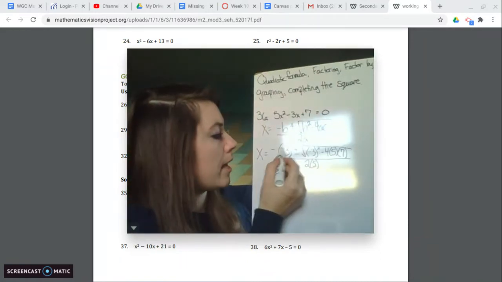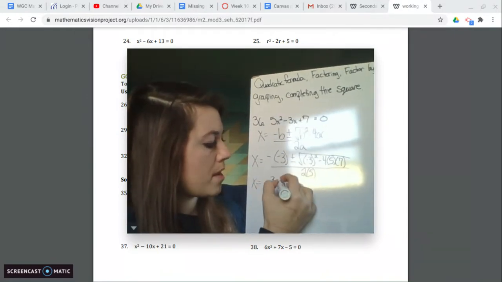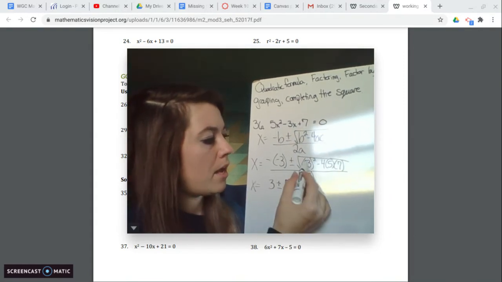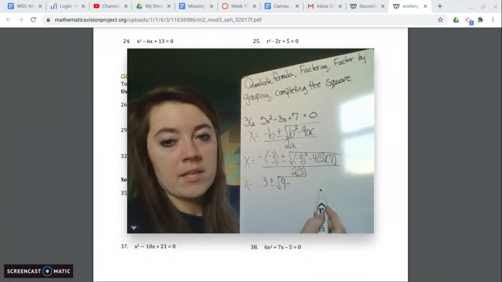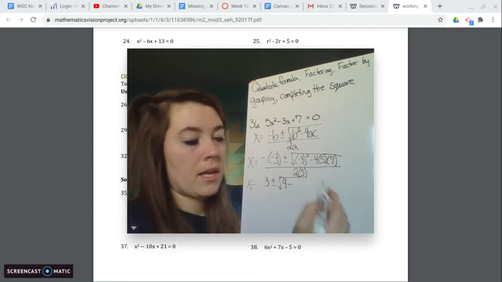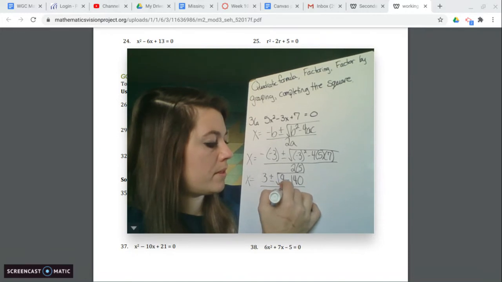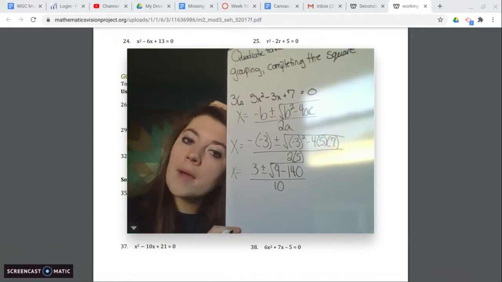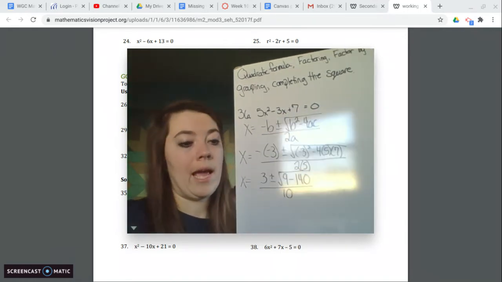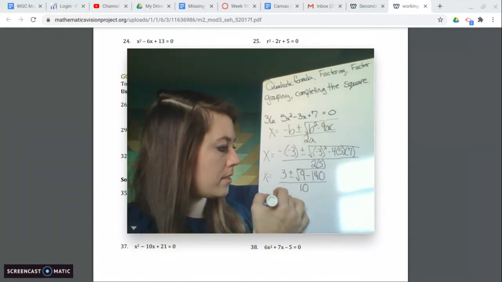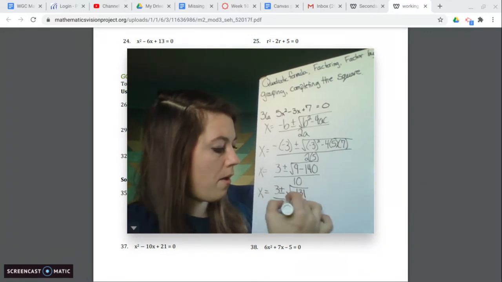All right, so -3 becomes a +3, so we have x equals 3 plus or minus the square root. -3 squared is 9, minus 4 times 5 is 20, 20 times 7 is 140, all over 10. So we have 9 minus 140 underneath our root. Obviously, that's going to become a negative number for us. So x equals 3 plus or minus the square root of -131, all over 10.